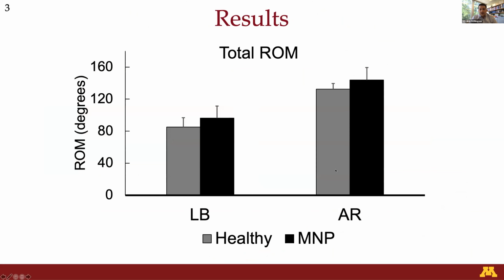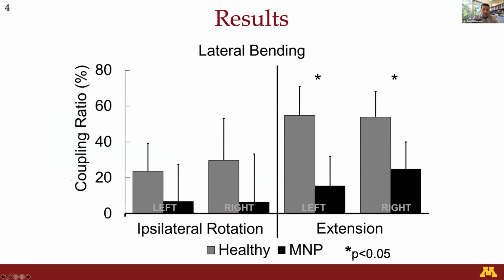These results show the total range of motion. As you can see, there were no significant differences between healthy individuals and those with mechanical neck pain for either lateral bending or axial rotation. But when we look at the coupling ratio, specifically for lateral bending, we did note that we had ipsilateral axial rotation coupled with the primary axis of lateral bending. We did see a non-significant decrease in the amount of coupling in individuals with mechanical neck pain. We are continuing to recruit and analyze data, so we hope that we'll see some differences as we get a larger sample size.